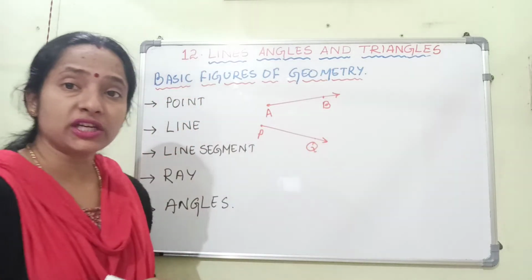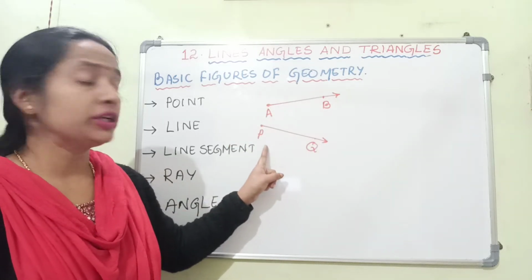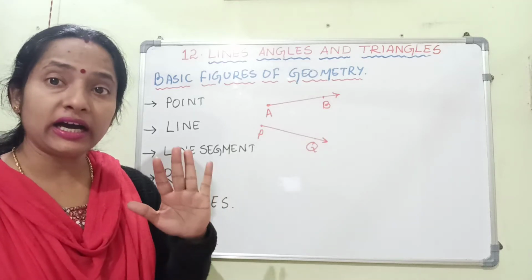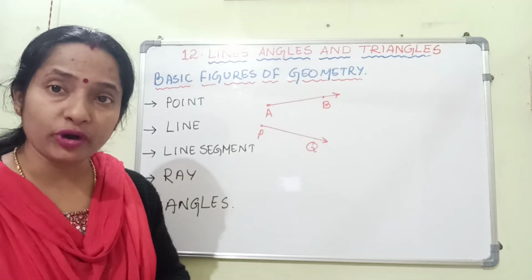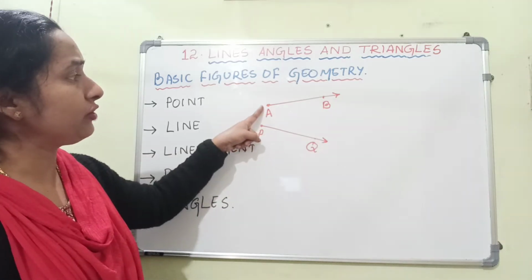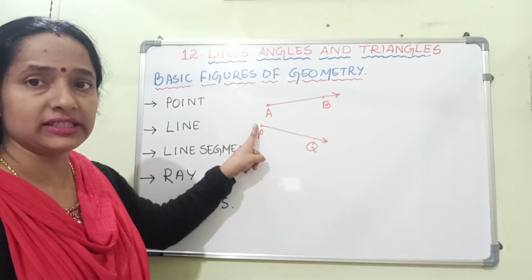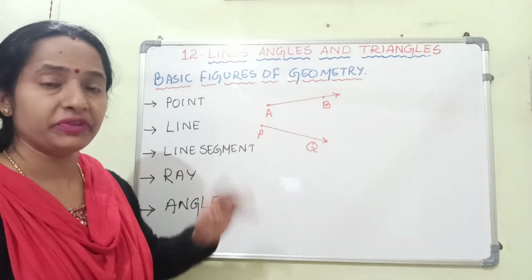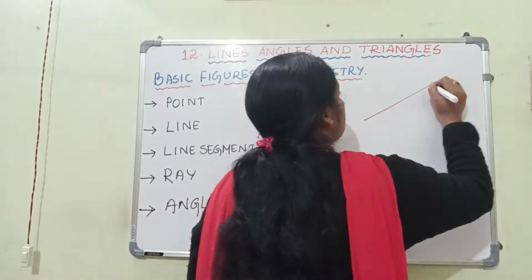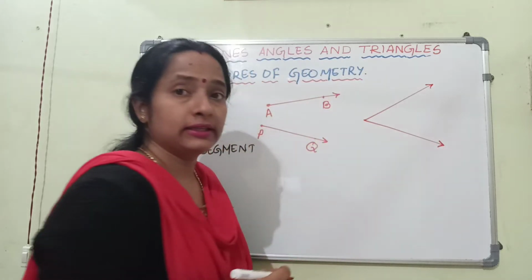Now just observe these two rays and tell me, is the endpoint of both the rays common? Are they meeting at the same point? No. The location of the endpoint of the first ray is here and the location of the endpoint of the second ray is here. They are not the same. Now I am drawing another figure. Just have a look. I am now drawing two rays.